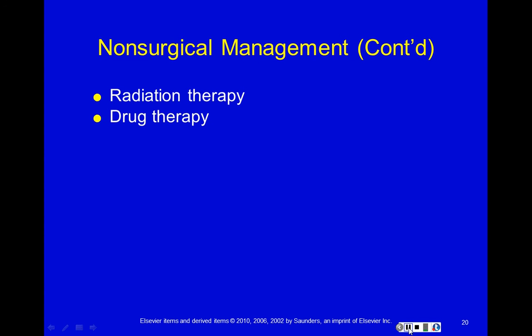Usually chemotherapy and radiation can be used together. Radiation is going to shrink the tumor, and then chemotherapy is used because it kills bad cells. We've already learned that, but it does that by destroying different segments of the growth cycle of those cells.